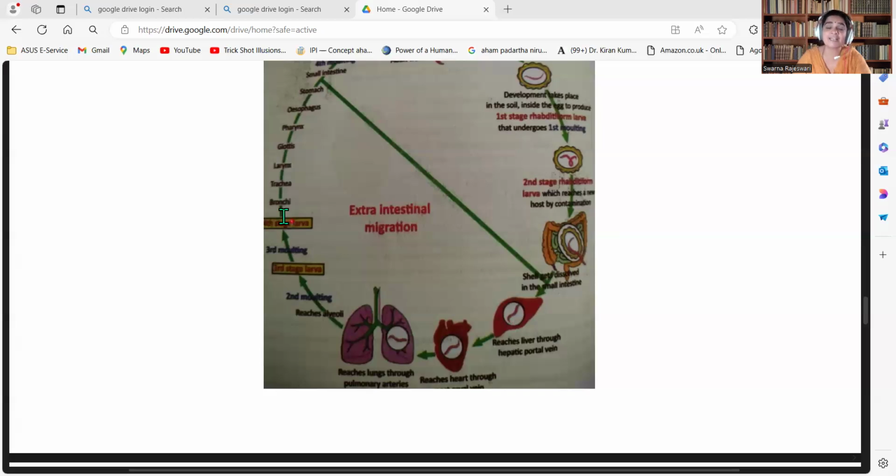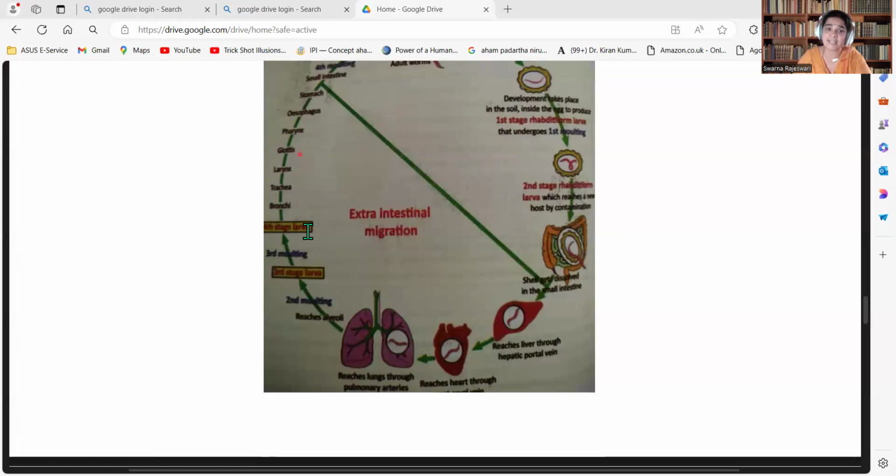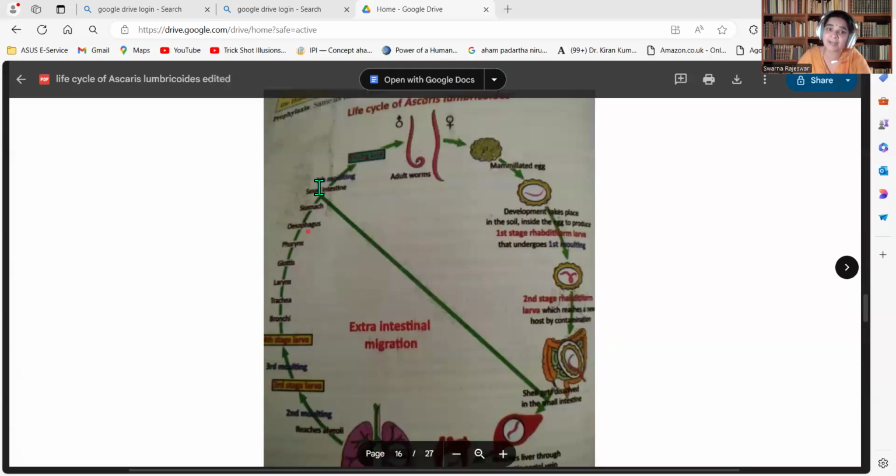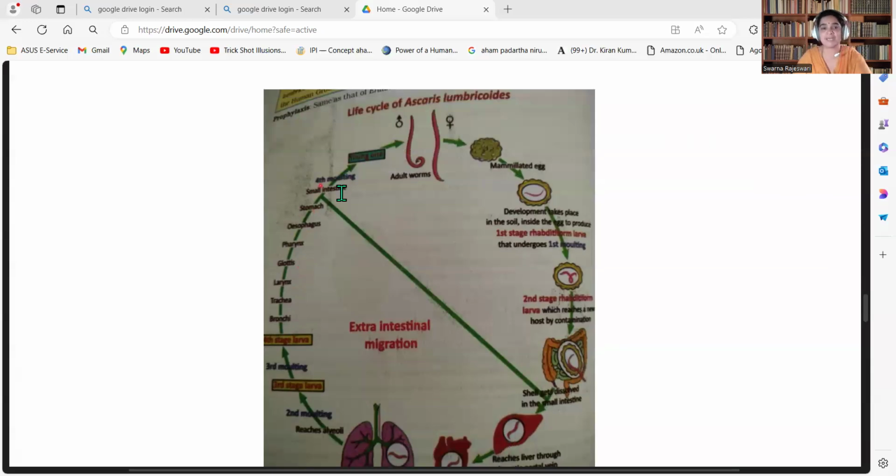And after that it reaches different places in that person. So bronchi, trachea, it enters into the larynx, it enters into the glottis, then pharynx, then esophagus. At last, it reaches the stomach and then again the small intestine. So when it is reaching the small intestine, again the fourth molting, that is the final molting, takes place and it is developing into the young worm. The young worm is developing into the adult.